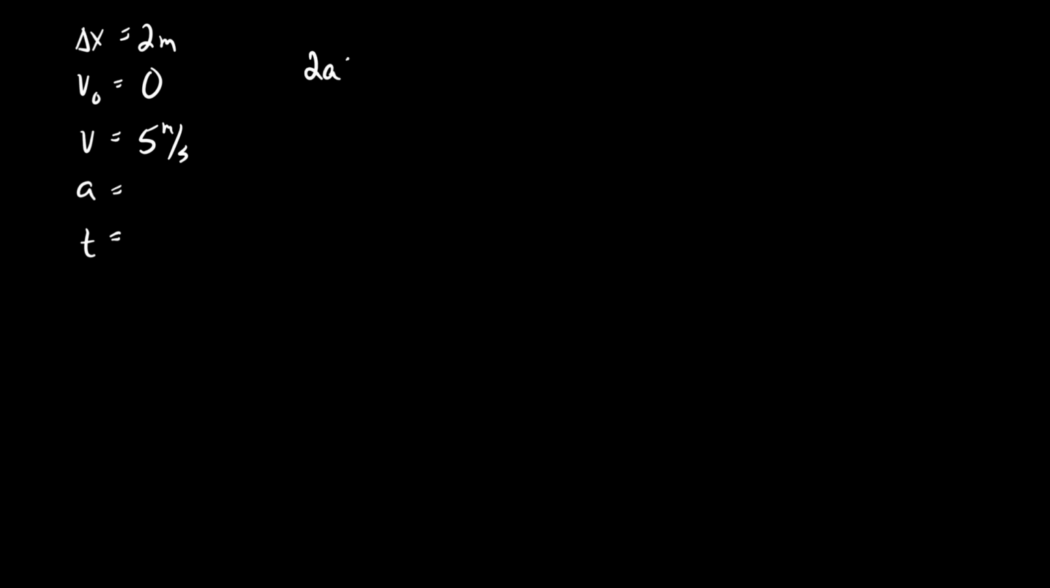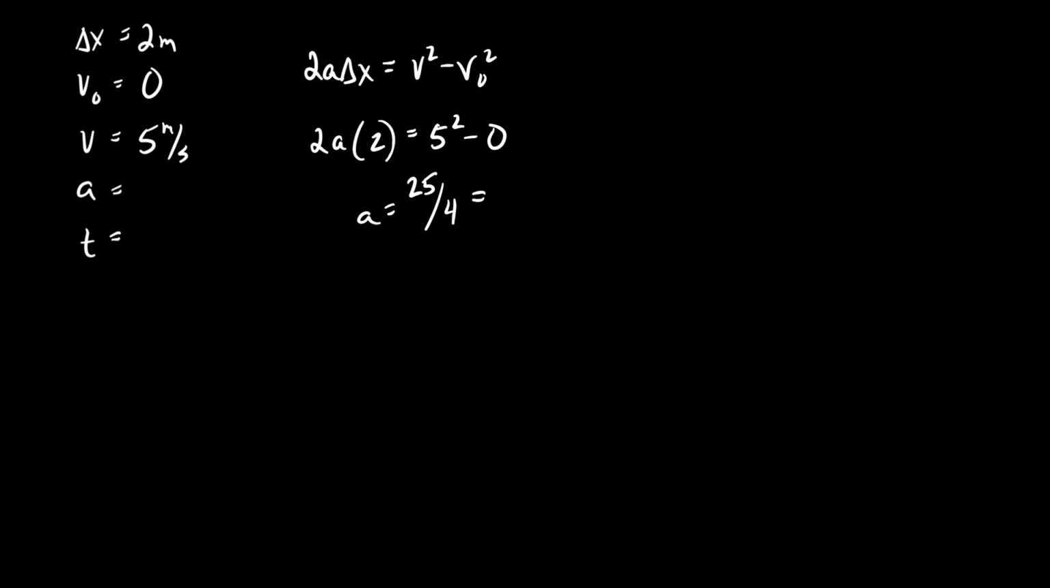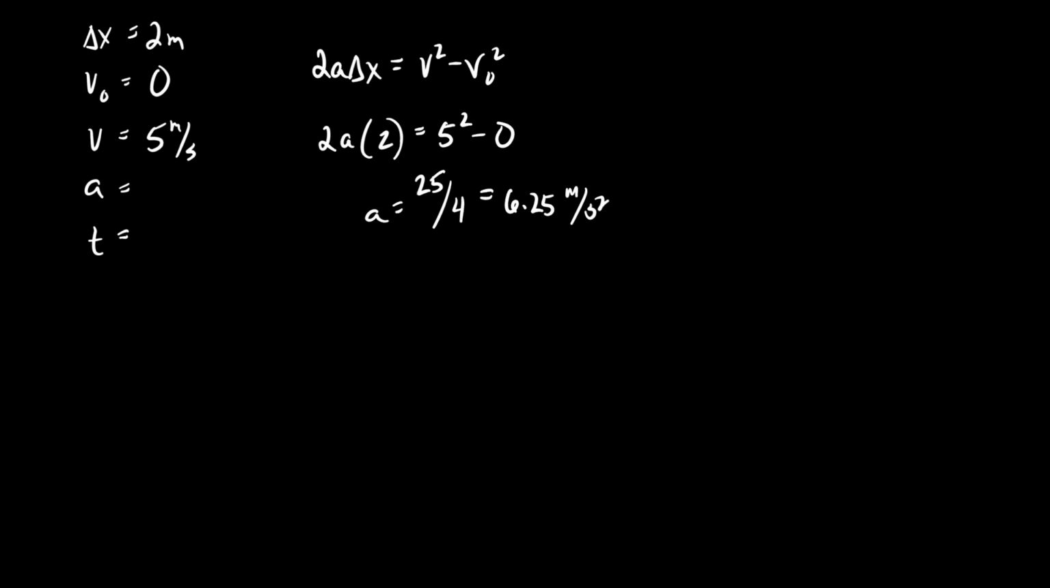I'm thinking 2a delta x equals v squared minus v naught squared. So 2a times 2 equals 5 squared minus 0. That looks to be 25 over 4. So is that 6.25 meters per second squared? All right.